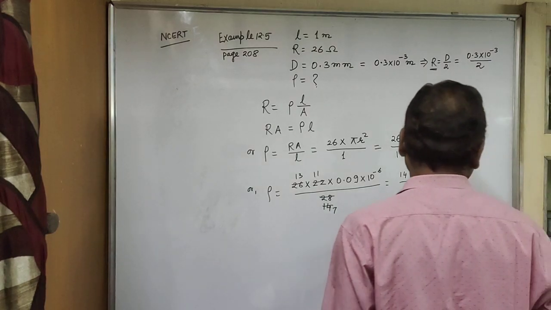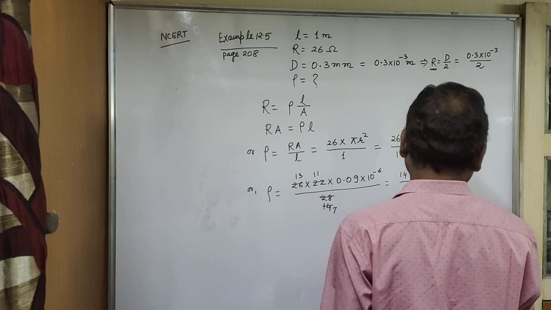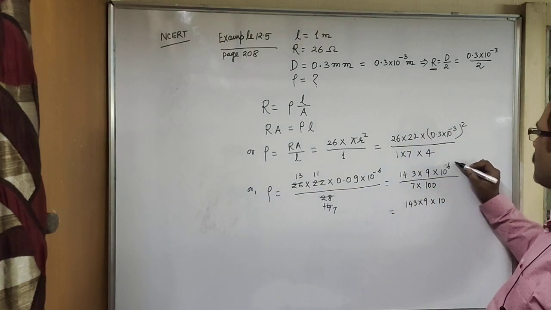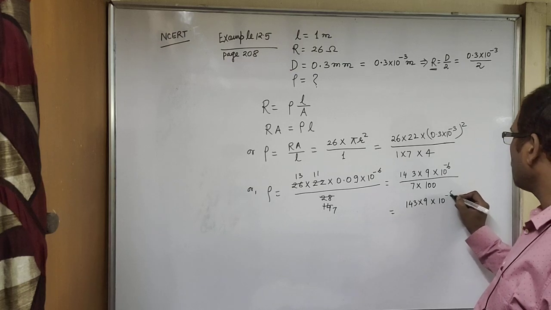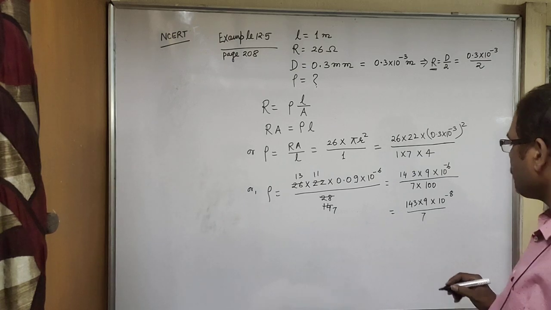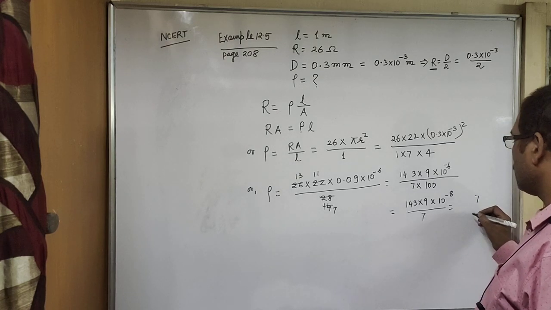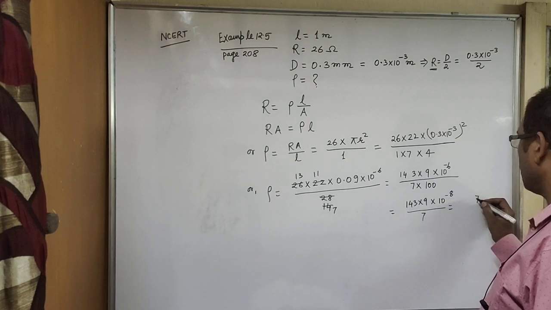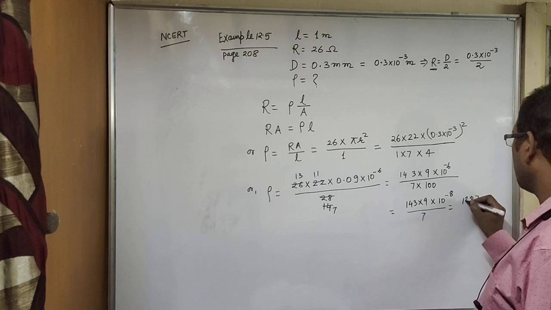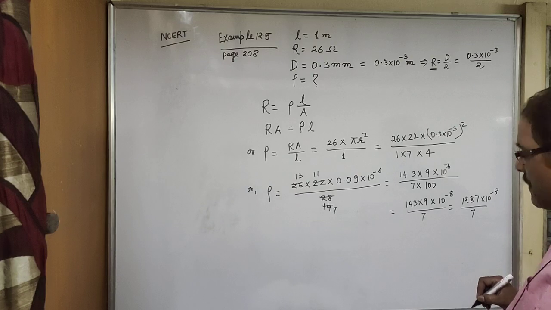So this can be further written as 143 into 9 into this 100, which can be written as 10 square, and when it goes up in the numerator it will be 10 to the power minus 8, divided by 7. So further, 9 3s are 27, 36 and 2 is 38, and 1287 into 10 to the power minus 8 divided by 7.